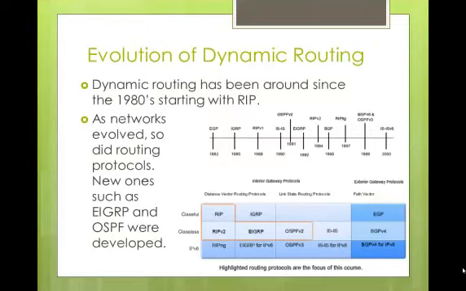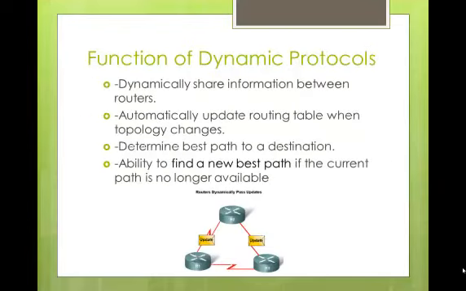Dynamic routing has been around since the 1980s, starting with RIP. RIP was the very first dynamic routing protocol that was developed. As networks evolved, so did routing protocols. New ones such as EIGRP and OSPF were developed. We have even newer ones for IP version 6, such as IS-IS v6 and RIPng for version 6. So as networks have evolved, so have dynamic routing protocols. Newer ones with better features have come about, such as EIGRP and OSPF.